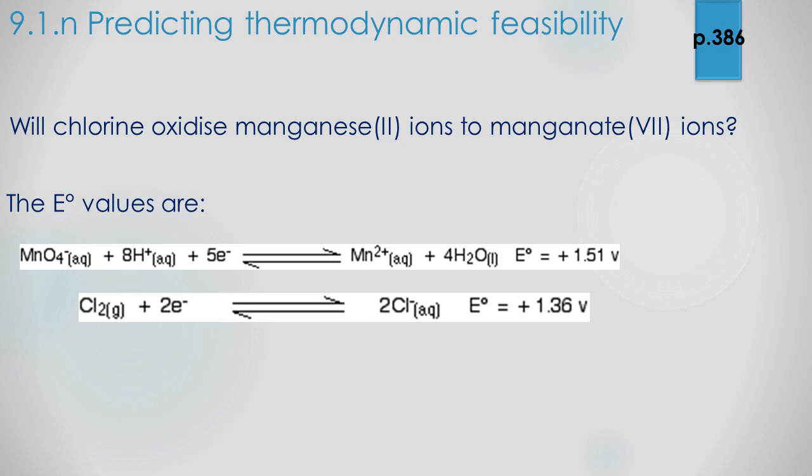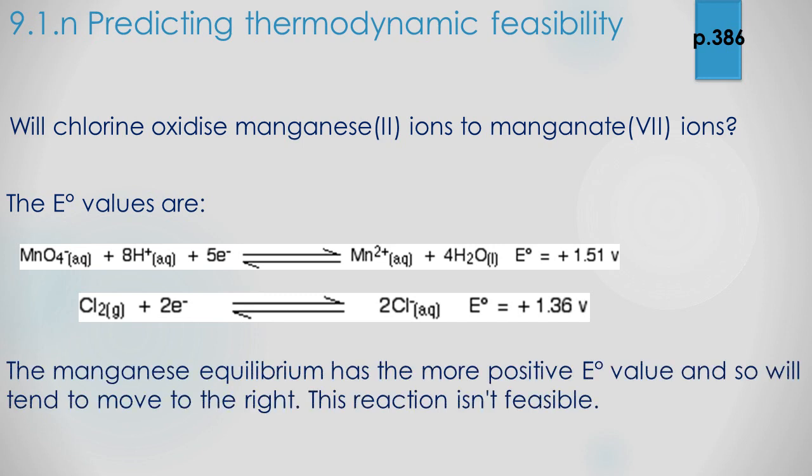This means that the equilibrium in the first half reaction tends to lie more to the right. So MnO4- is going to be reduced to Mn2+, and Mn2+ cannot be easily oxidized. However, in the second half reaction, the E0 is less positive than the first half reaction, so the equilibrium will tend to lie to the left. So therefore, this reaction isn't thermodynamically feasible.